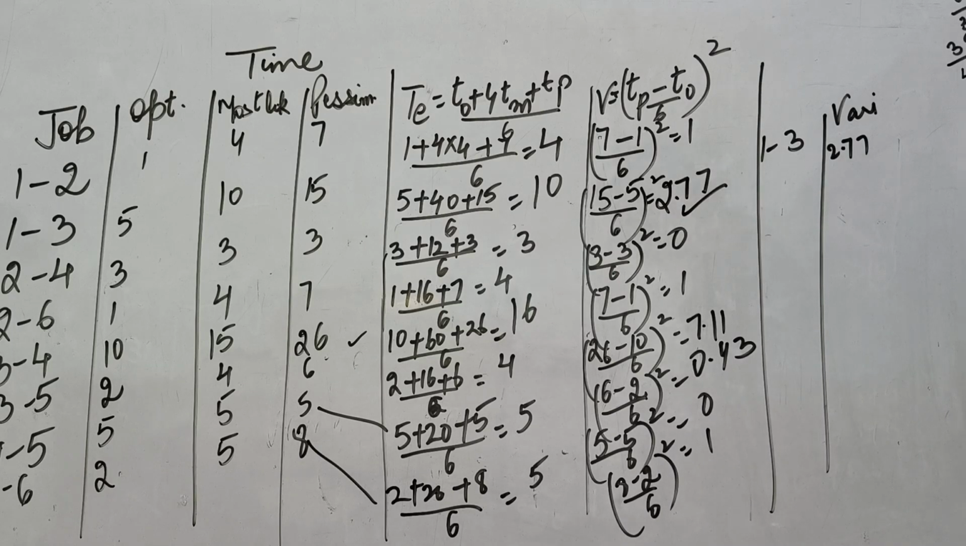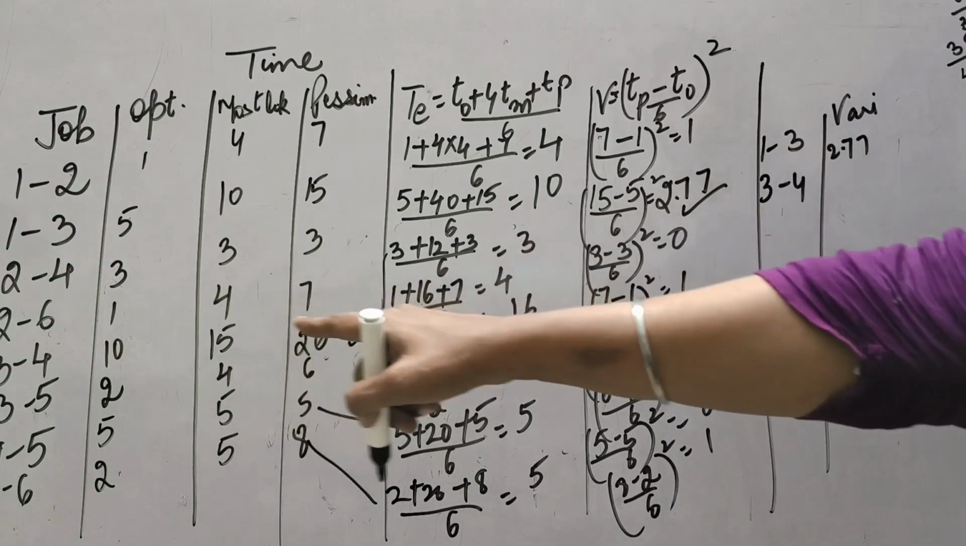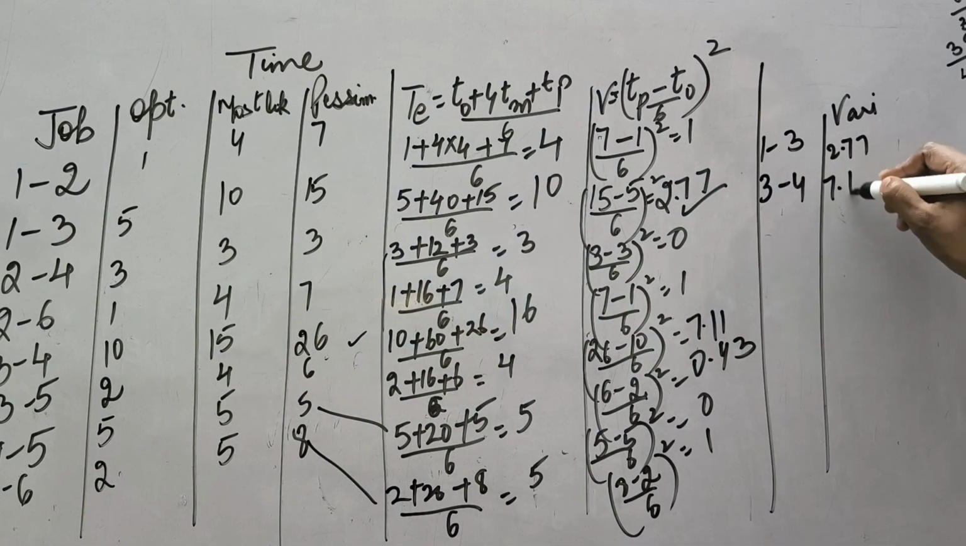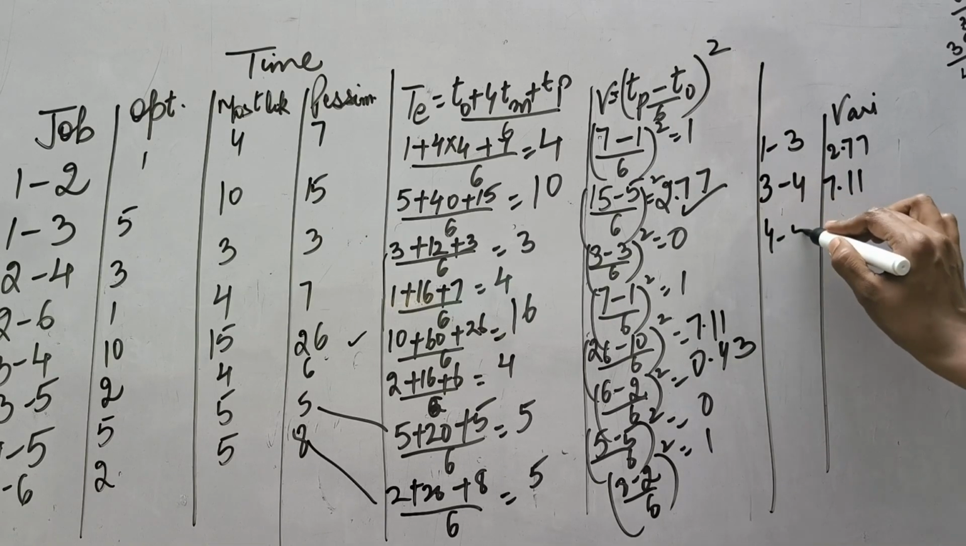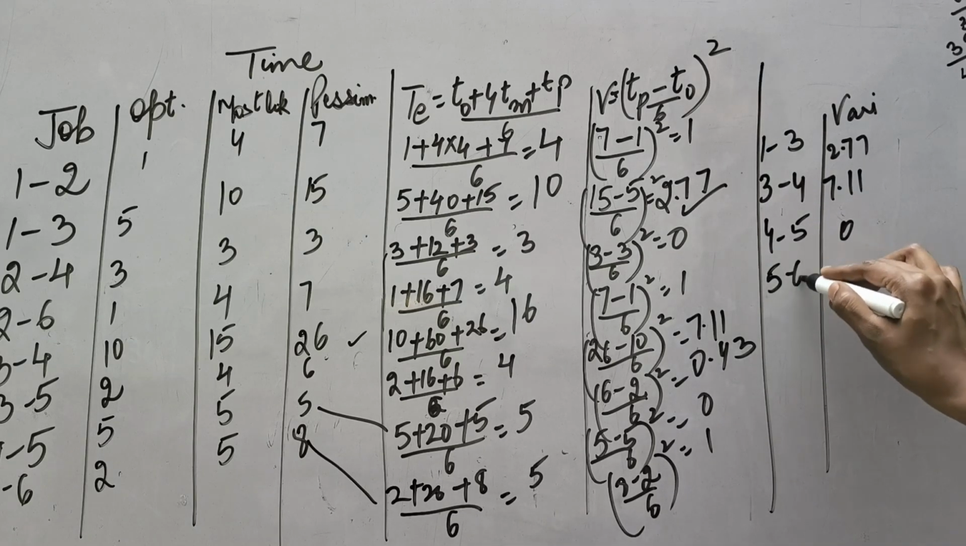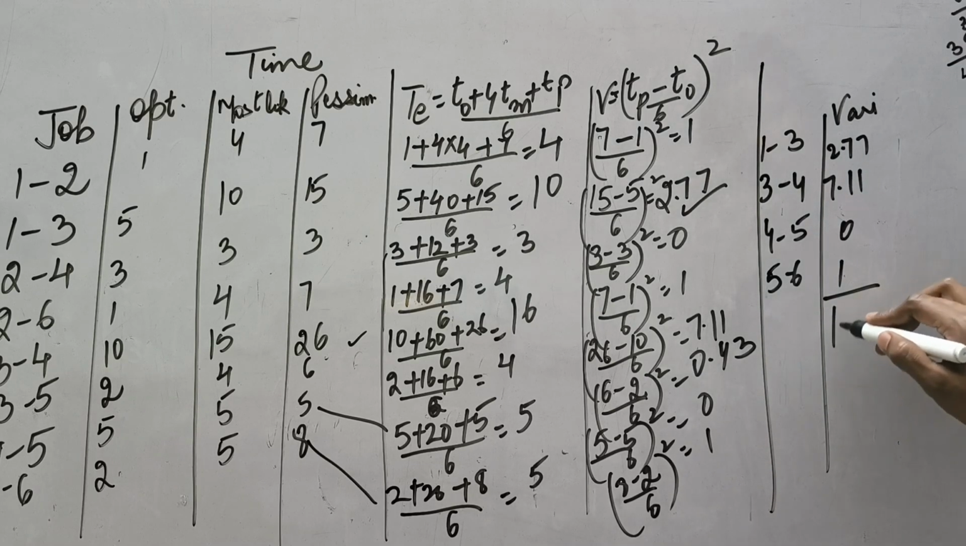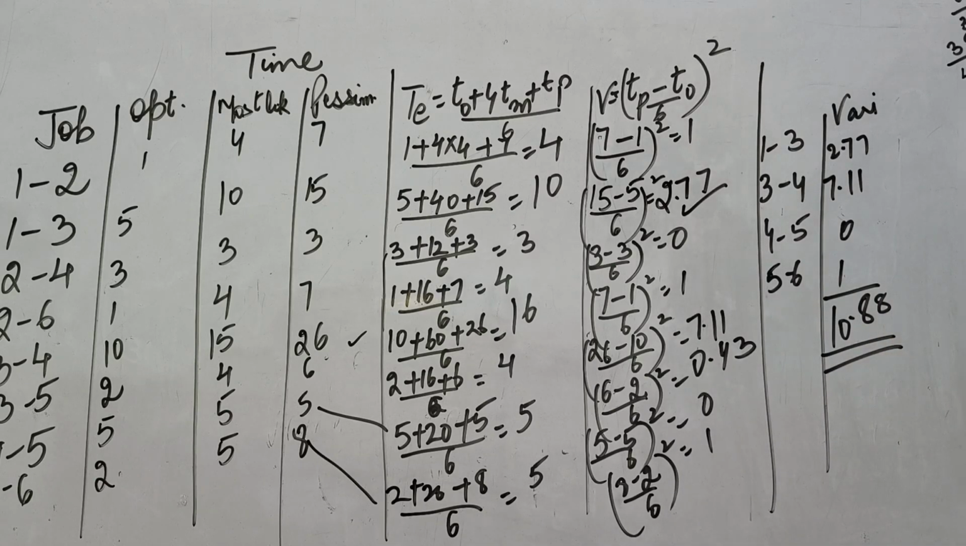The second activity of our critical path was 3 to 4, and the variance of this activity comes out to be 7.11. The third activity of the critical path is 4 to 5 and the variance of this comes out to be 0. The fourth activity of the critical path was 5 to 6 and its variance comes out to be 1. So you have to total this out. This comes out to be 10.88. This is the variance of the critical path.